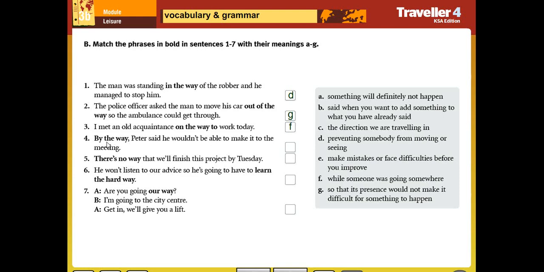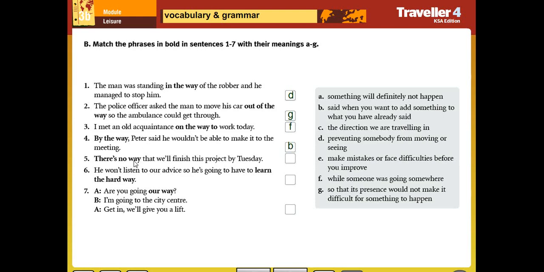By the way, when do you say this phrase? When you're talking about a certain subject and then you remember something different or something else, you say, by the way. Peter said he wouldn't be able to make it to the meeting. By the way, when do we say this phrase? Yes, it's said when you want to add something to what you have already said.